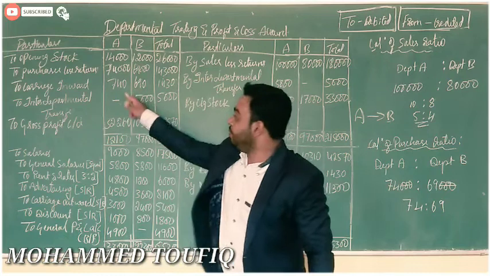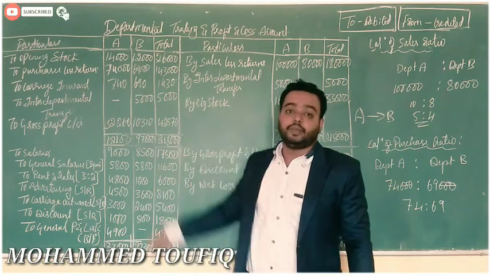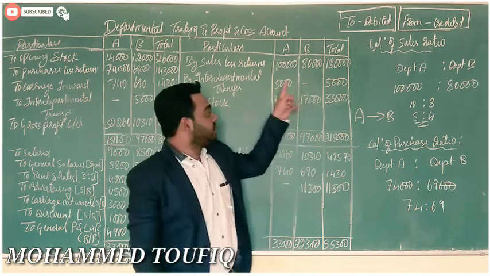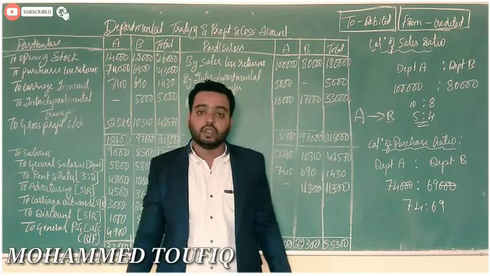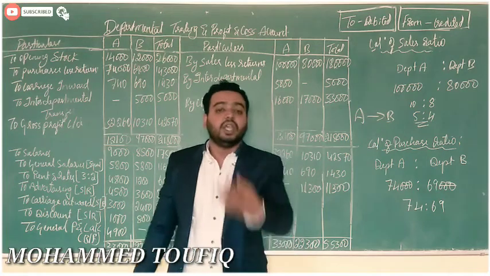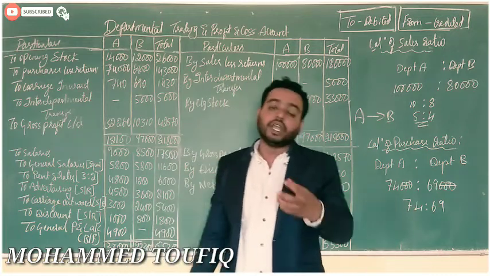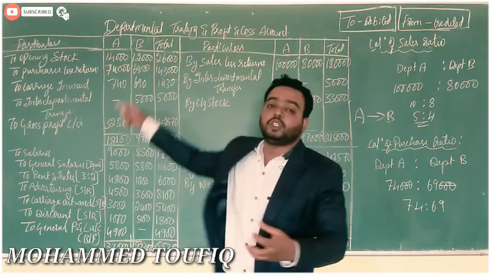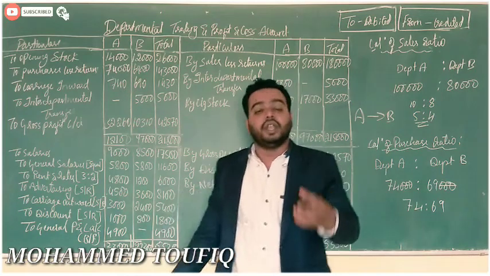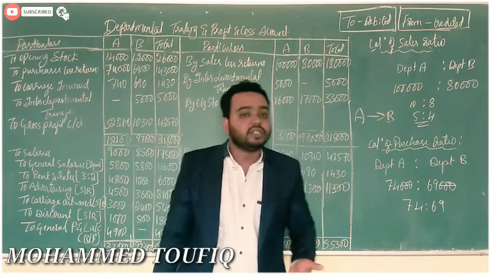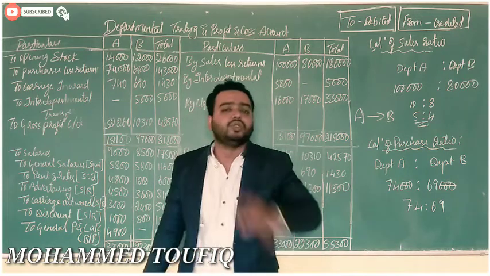So in department B, it is debited because it is coming inside. In department A, it is credited because it is going out. So debit what comes in, credit what goes out. On the basis of this rule, you can post this interdepartmental transfer adjustment in the trading account. Or else you can keep two things in your mind.